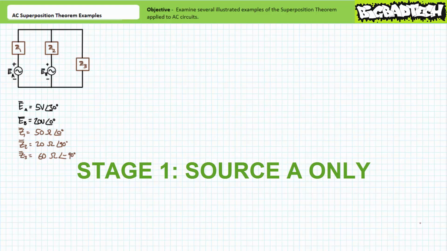Once we've got these values, we'll move on to stage 2 and examine voltage and current figures when voltage source EB is the source of interest and voltage source EA has been removed from consideration. By all means, pause the lecture and try stage 1 on your own. If you're tracking, you should have obtained the following results.